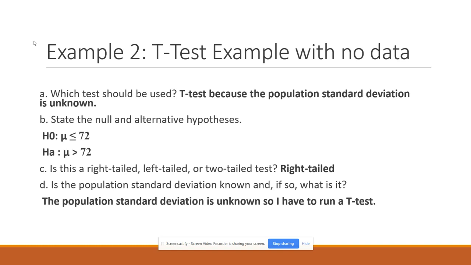Is it a right-tailed, two-tailed, or left-tailed test? It's right-tailed, and it's right-tailed because the greater than symbol is in the alternative hypothesis. Again, there's not a population standard deviation, so I'm going to run a t-test.